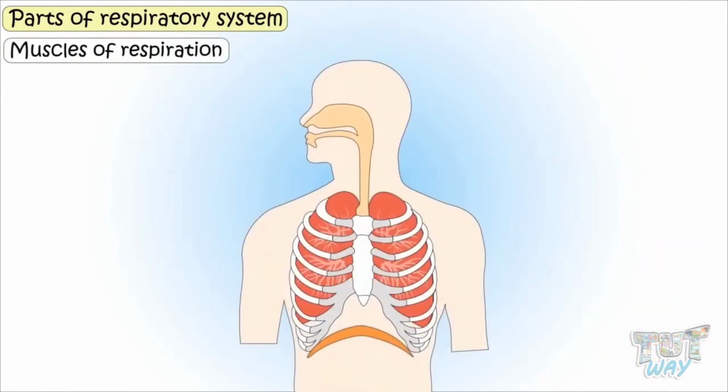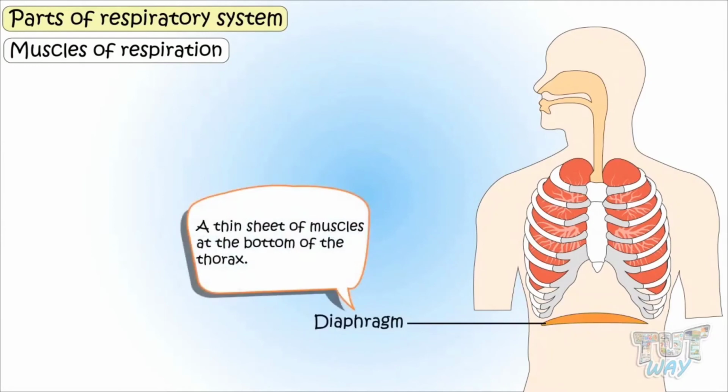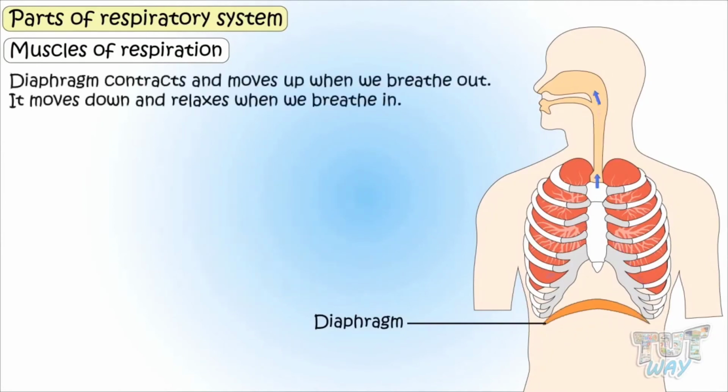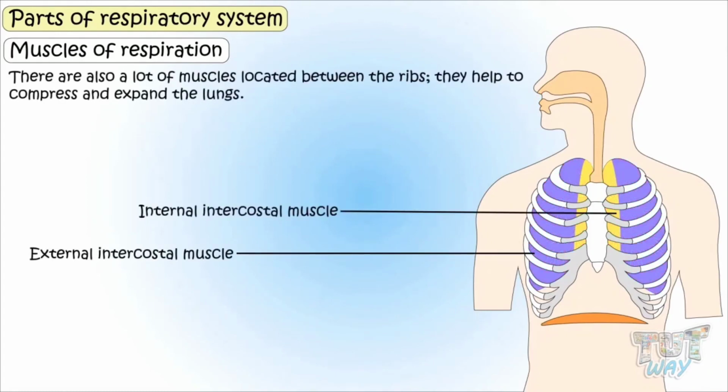Muscles of respiration: muscles surround the lungs and allow the inhalation and exhalation process. The main muscle is the diaphragm, a thin sheet of muscle at the bottom of the thorax. The diaphragm contracts and moves down when we breathe in, and relaxes and moves up when we breathe out. There are also many muscles located between the ribs. They help to compress and expand the lungs.